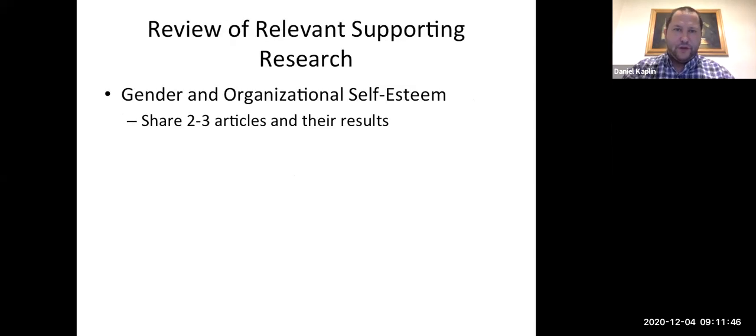Then we shift to reviewing relevant supporting research. Now, when we do this, you're shaping the relevant supporting research around the topic of interest, whatever your topic of interest is. So if you had your 3 research questions, whatever your 3 research questions are, you would put research question 1. So if you were exploring the relationship between one's gender and organizational self-esteem, you would cite 2 to 3 articles on gender and organizational self-esteem.